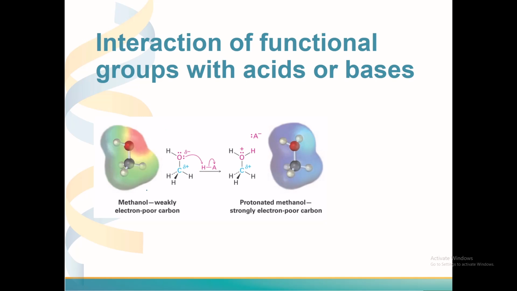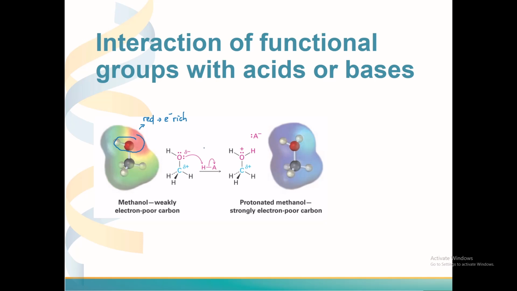In this slide, you will be shown the interaction of functional groups with acid or base. Here is a heat map, which shows electron-rich or electron-poor regions, where red means it is rich in electrons. Now in this case, methanol, even though it has a weakly electron-poor carbon, this hydroxide species is rich in electrons. This oxygen has two pairs of electrons. Thus, it is possible that this oxygen species attracts a proton.